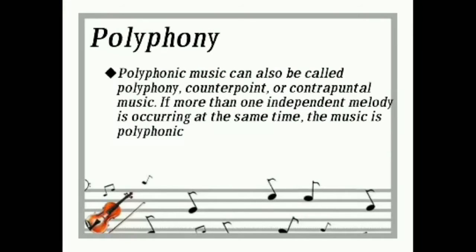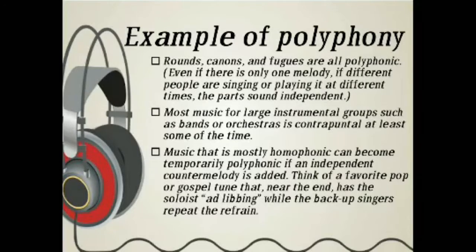Polyphony. Polyphonic music can also be called polyphony, counterpoint, or contrapuntal music. If more than one independent melody is occurring at the same time, the music is polyphony. Example of polyphony: rounds, canons, and fugues are all polyphonic. Even if there's only one melody, if different people are singing or playing it at different times, the parts sound independent.